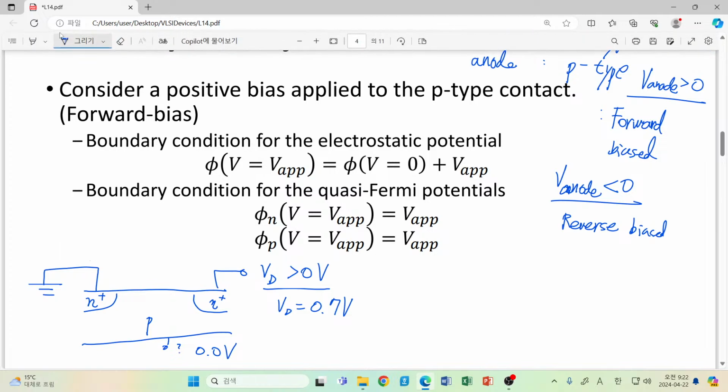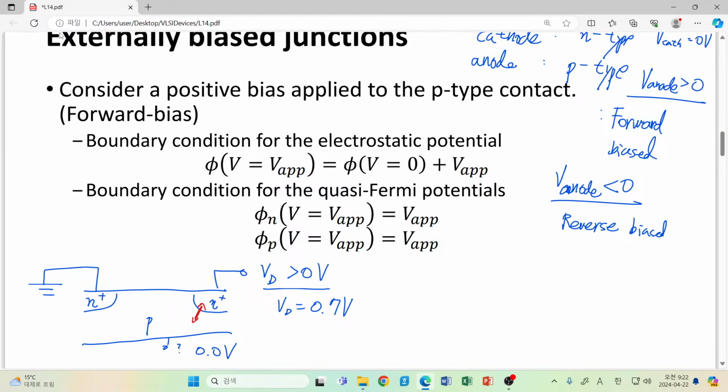Then please try to estimate the operational region for this PN junction, especially the drain to substrate junction. Is it in the forward mode or reverse mode? The p-type region has just zero bias, and here we have a positive bias for our n-type region. So now we can say that it is in its reverse bias mode.